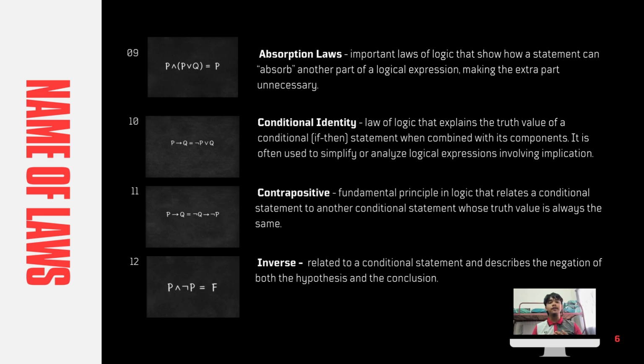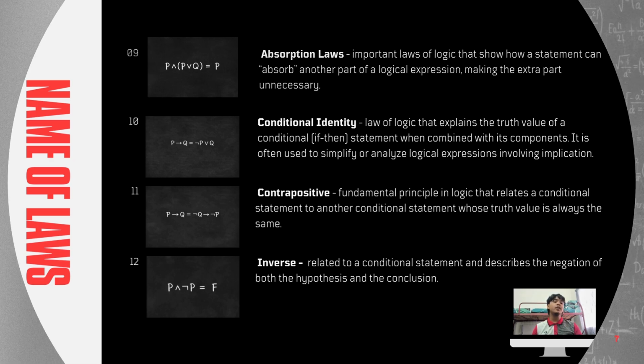The contrapositive: if the ground is not wet, then it did not rain. Lastly, the inverse. The inverse of P implies Q is not P implies not Q. Unlike the contrapositive, the inverse is not always logically equivalent to the original. Only the contrapositive guarantees the same truth value.